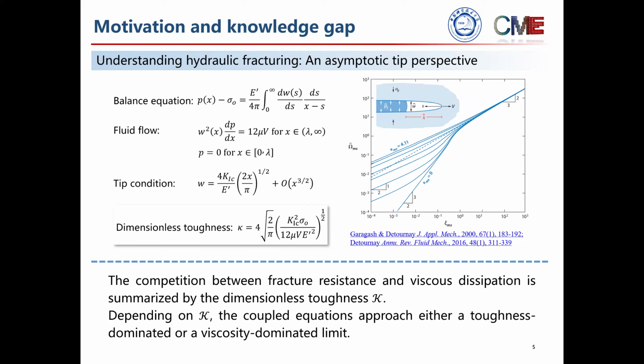This parameter organizes the classical propagation regimes. At large dimensionless toughness, fracture resistance dominates, and at small dimensionless toughness, viscous dissipation dominates. This asymptotic structure is extremely powerful in homogeneous media because it admits self-similar solutions and clear scaling laws. The question is what survives once a fixed geological interface is inserted into the problem.